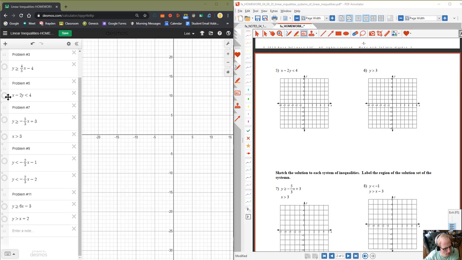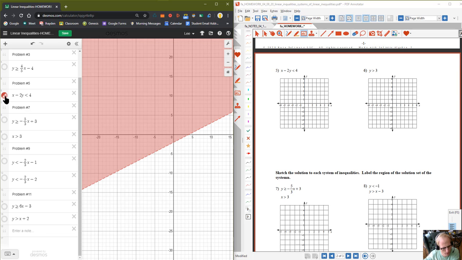So problem number 5 would be x minus 2y is less than 4, and that's also the same thing as y is greater than, let's see, y is greater than 1/2 x minus, let's see if I can do this in my head, minus 4 minus 2. So y greater than 1/2 x minus 2 if you write that in slope-intercept form.